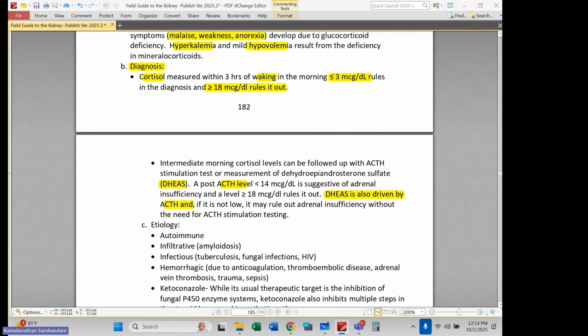DHEAS is produced by your adrenal glands, so that would also be low if you had a primary adrenal insufficiency that was, for instance, autoimmune in nature. This is something you can also use to evaluate for secondary adrenal insufficiencies with ACTH defects, in which case you'll have low cortisol and low DHEAS. Okay, so I apologize for the several missteps here. Again, primary adrenal insufficiency would also have DHEAS being low because that's derived from the adrenal gland.